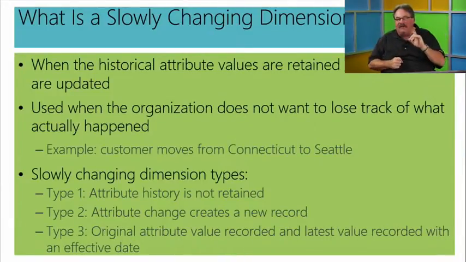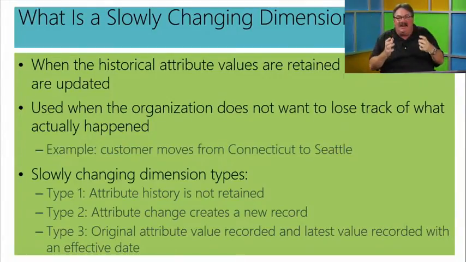Now, the cool part of a slowly changing dimension is you've got three choices in dealing with it. You can not retain the history. If you don't retain the history, then anything I did when I lived in Connecticut is going to look like it happened when I was in Seattle. That's a great thing to do when you're trying to use history to forecast future behavior.